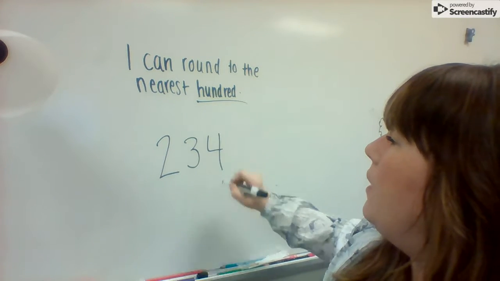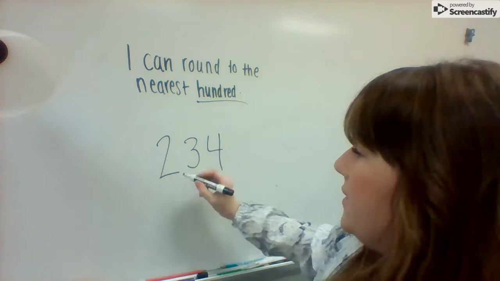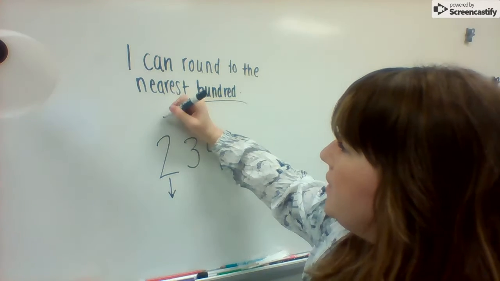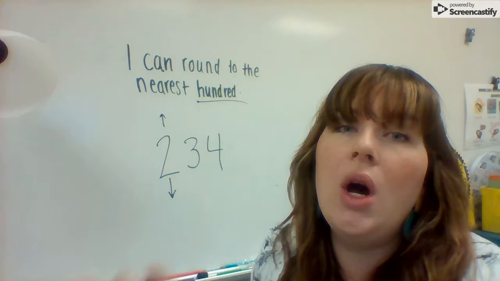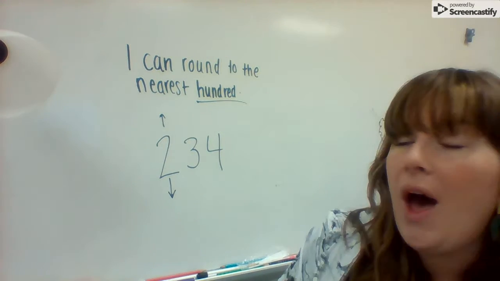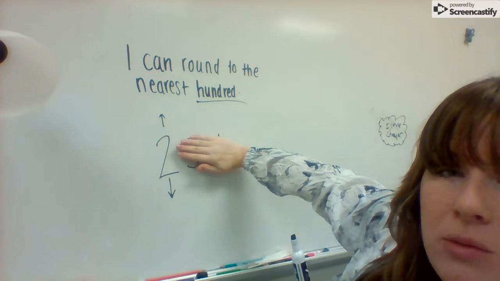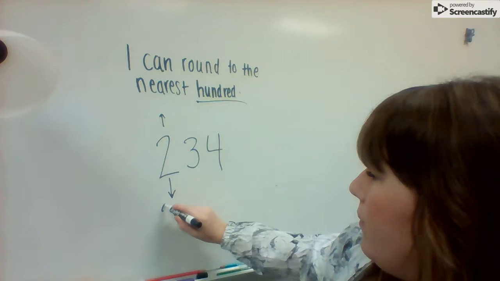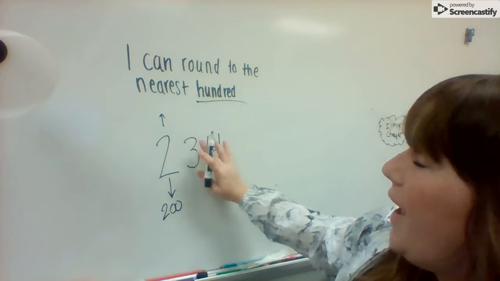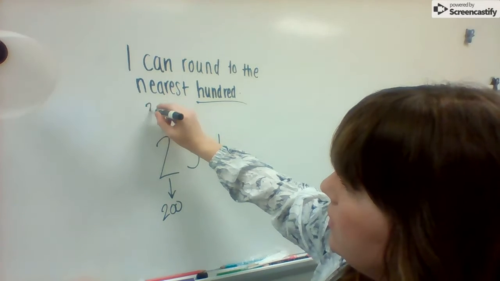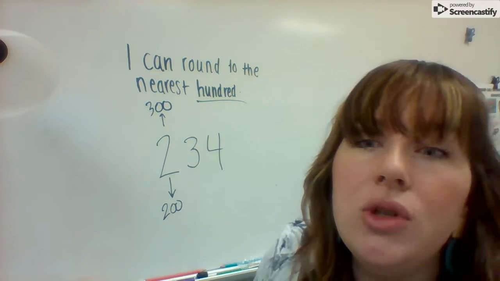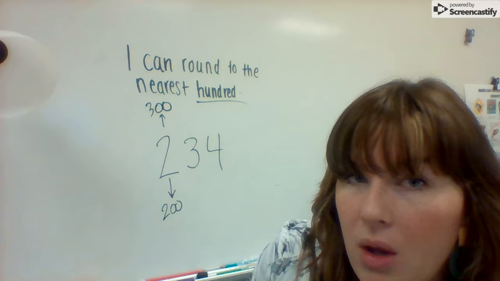234. Since I'm in the hundreds place, I'm going to do my arrows because I need to see what hundred it could round into. Because it's already 234, I'm either going to take all of these numbers away to just make it a 200, or I'm going to add to these numbers in order to bring this whole number up to 300. So it's either going to go to 200 or 300.